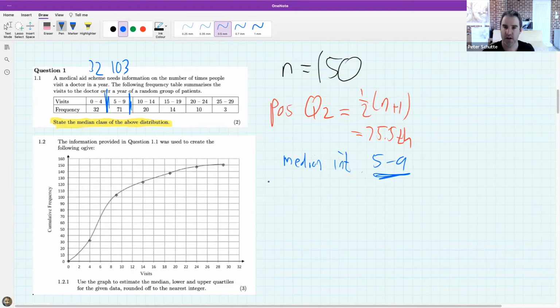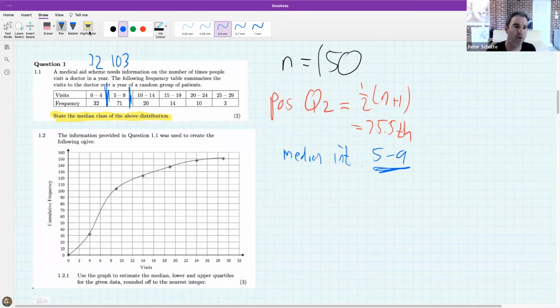Okay. Any questions or comments about that? Okay, now what I want you to do next is you're going to use the ogive. So this has been drawn for you already. You have to estimate the median and the lower and upper quartiles for the given data. So use the ogive to help you estimate what Q1, Q2, and Q3 will be.